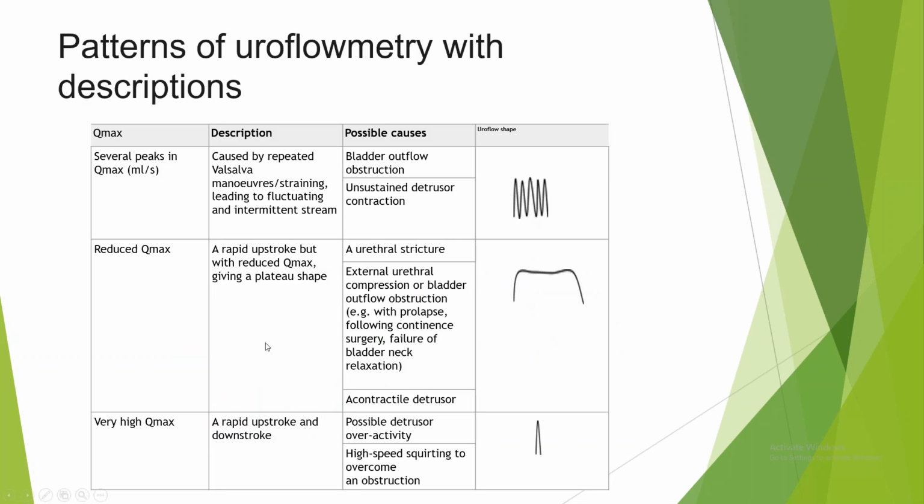So what are the voiding dysfunctions we can see in this graph in uroflowmetry? Am I clear? Does anybody have any doubt?